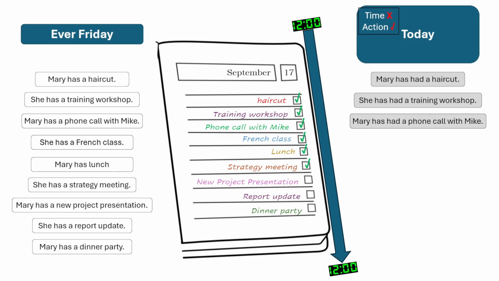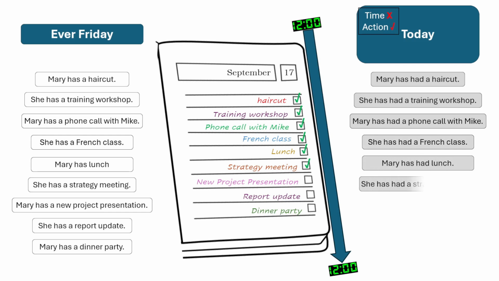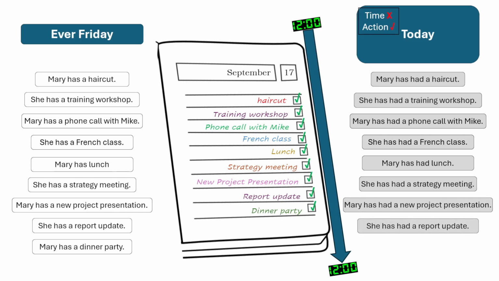If we met her at this point, we would say she has had a French class, she has had lunch, and she has had a strategy meeting. And if we met her after the dinner party, we would say she has also had a project presentation, she's had a report update, and she has had a dinner party.